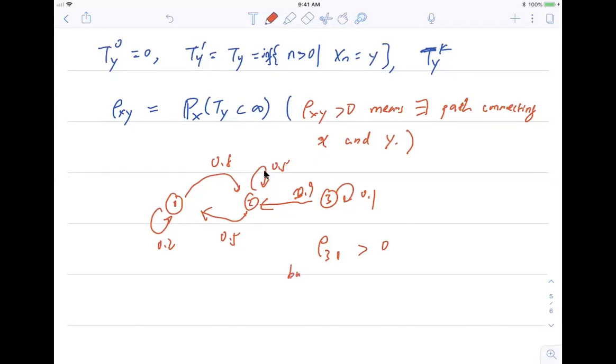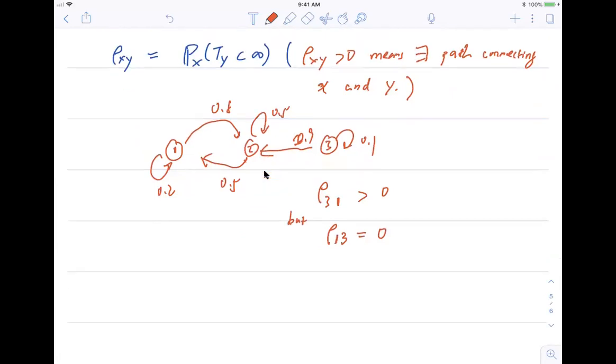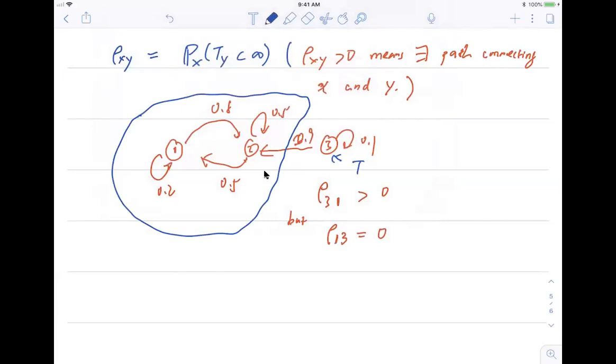But you cannot reach 3 from 1. Why? From 1 you can reach 2, but from 2 you really cannot reach 3. So actually this is a block. Later we can show that 3 is transient, and these are recurrent.